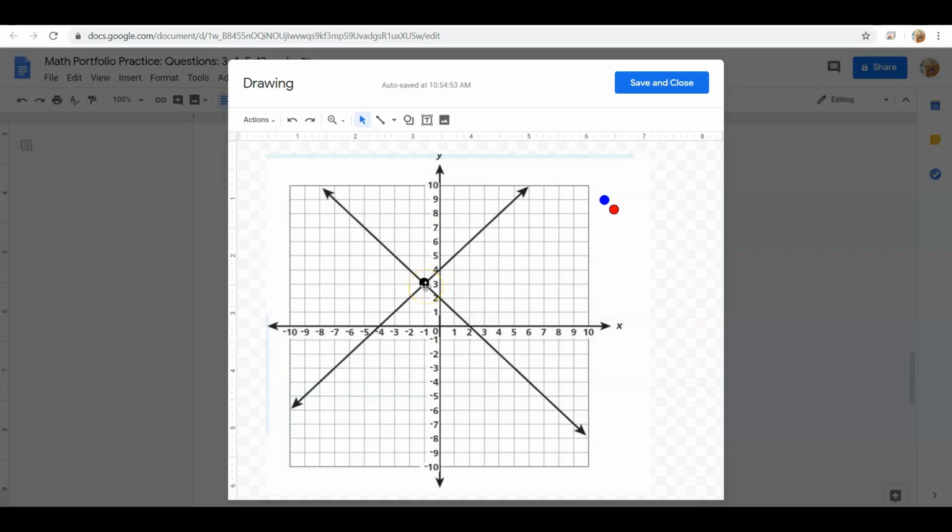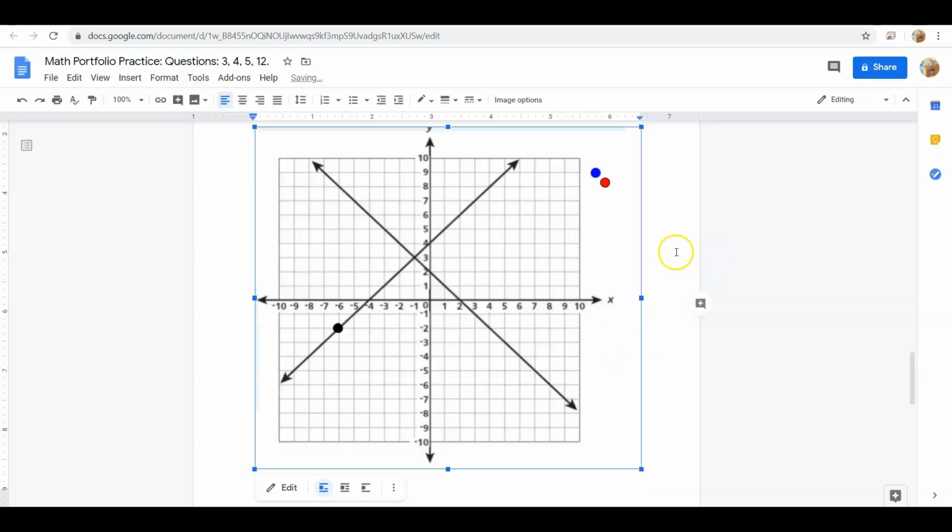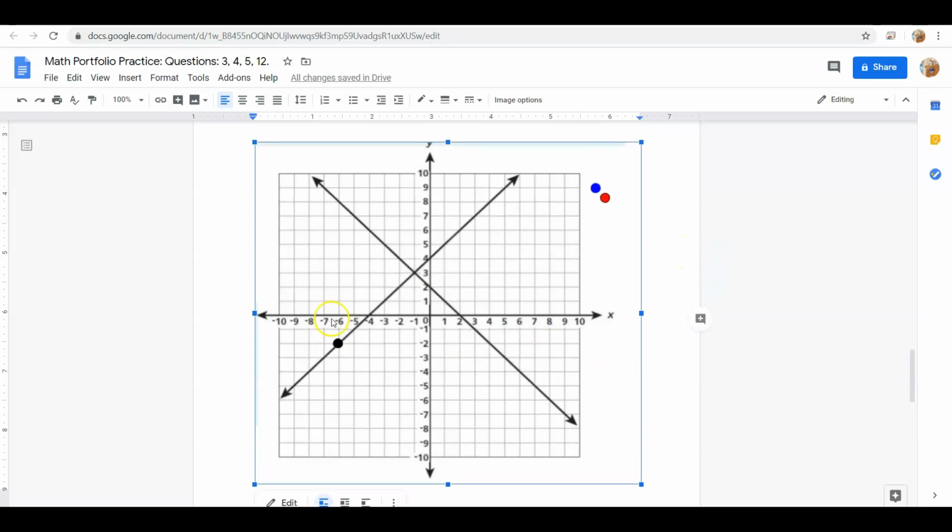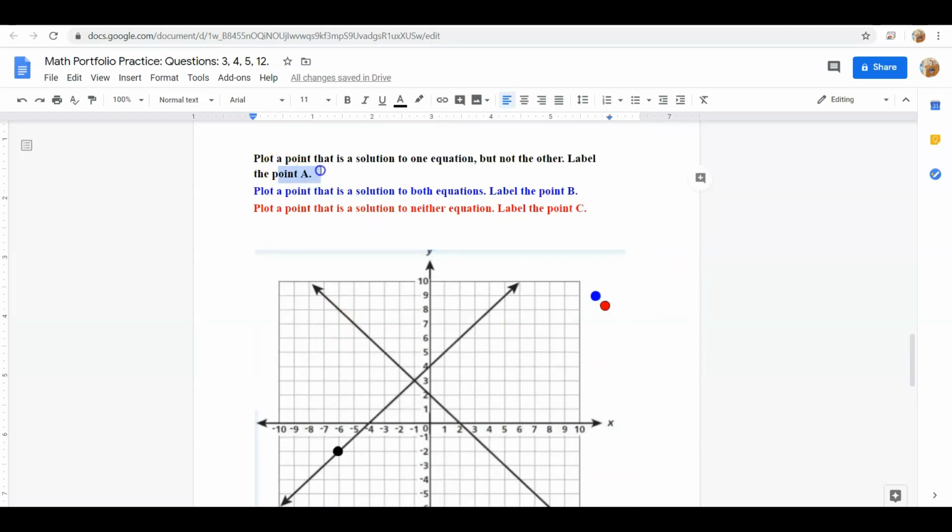This would be a solution for one equation, this one going this way, but it would also be a solution for this equation. So what you need to do is keep this black dot, or A, somewhere on just one of the equations. And you could save and close that. It's plotted. It's black, so it's A.